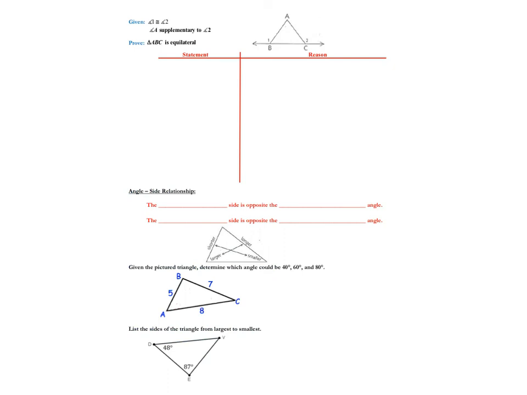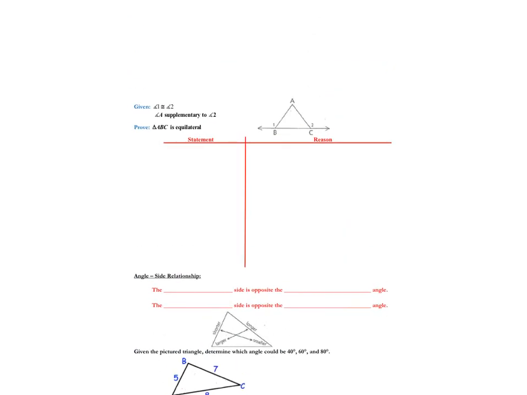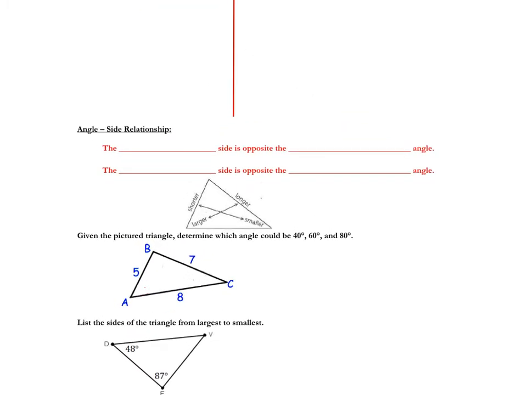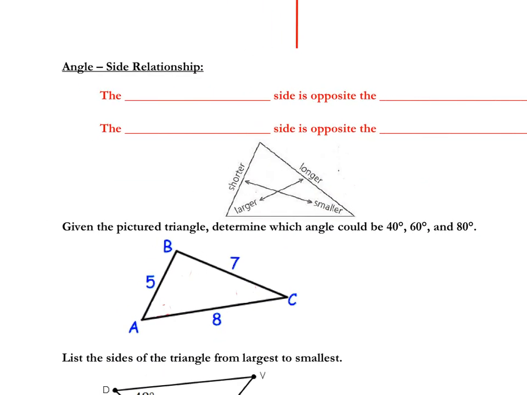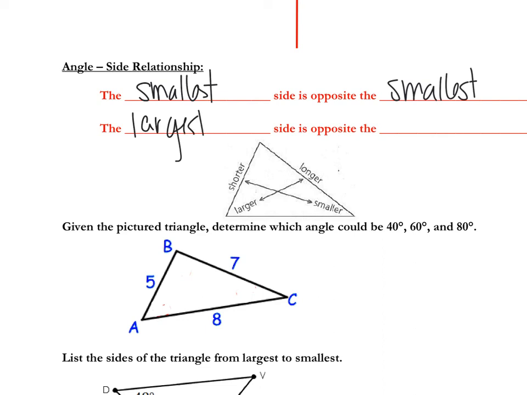Okay, now let's take a look at the last slide. We're actually going to skip this proof entirely. It's a pretty lengthy proof. Instead, we're just going to go down to angle side relationships. So the smallest side is opposite the smallest angle. And then the same can be true about the largest side is opposite the largest angle.